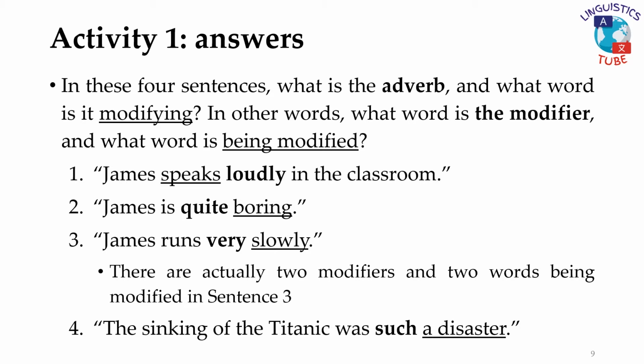Firstly, slowly is modifying the verb runs. However, I am more interested in the modifier very, which is modifying the adverb slowly. Finally, in the fourth sentence, the sinking of the Titanic was such a disaster, the word being modified is a disaster, which is actually a noun phrase. The modifier is such, which is definitely an adverb. Overall, from this activity, you can see that adverbs can modify verbs, adjectives, other adverbs, as well as nouns in specific situations. We will learn more about these in this episode.